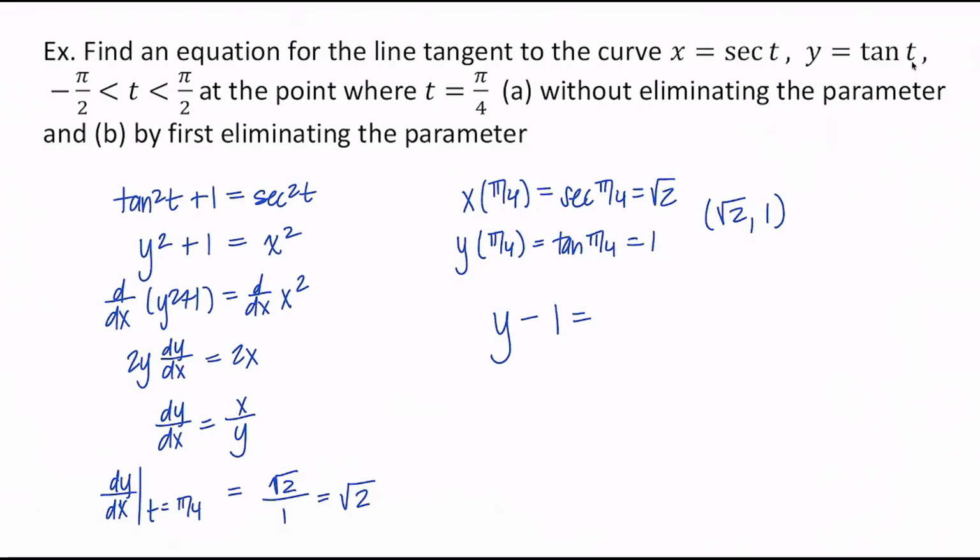y minus 1 equals slope √2 times (x minus √2). So we get the same equation, right? So obviously we can do the same thing and solve for y. y equals √2 x minus 1. So one way was without eliminating the parameter, and the other was first eliminating the parameter.